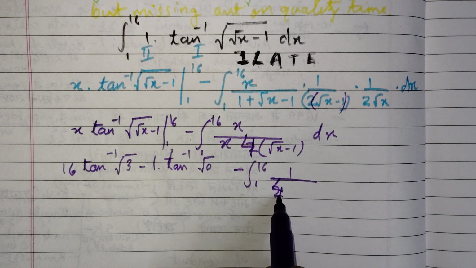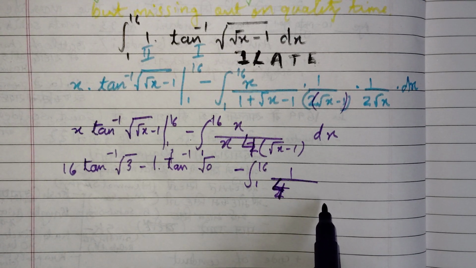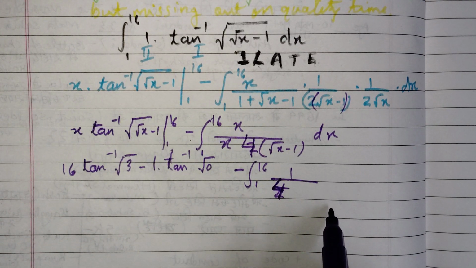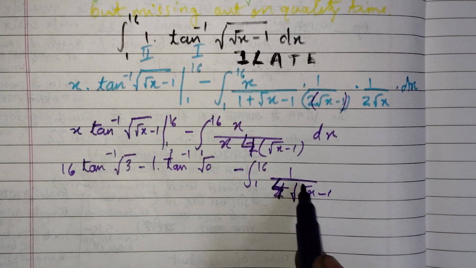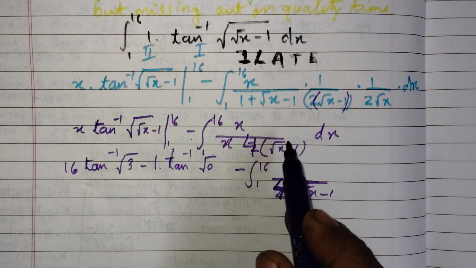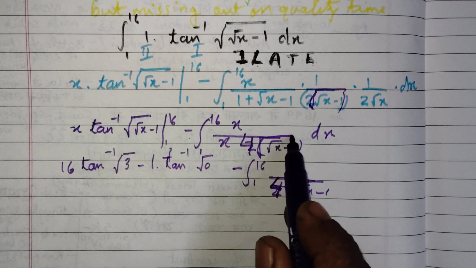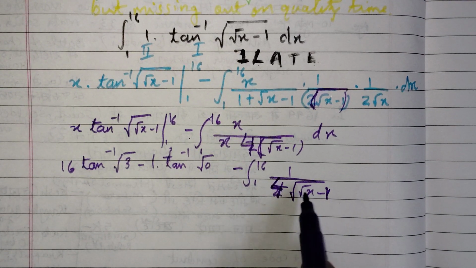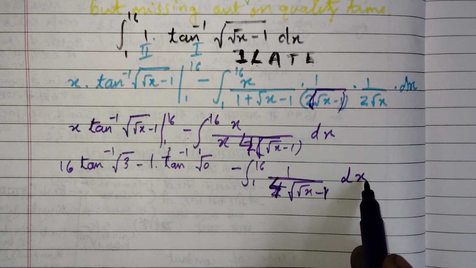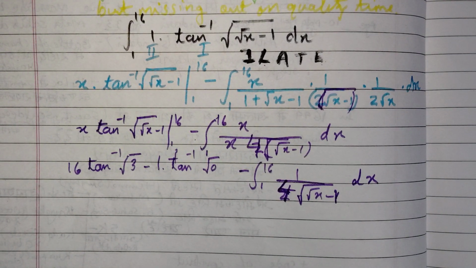So we have here 4, and then square root x minus 1. There is a whole square root also. So this is the left term. Now to solve this integration, here the main trick is behind.